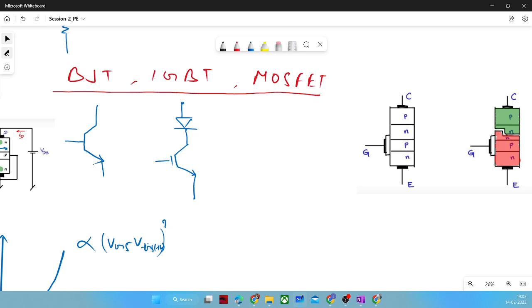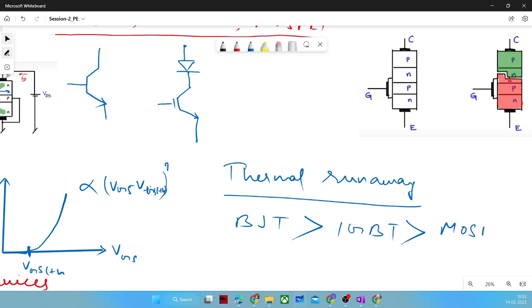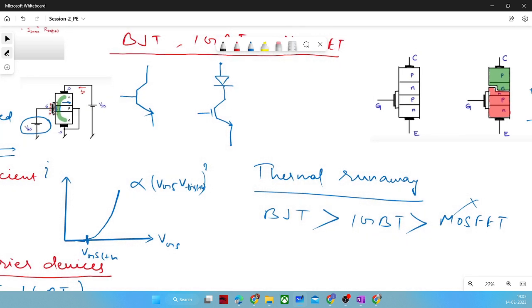IGBTs are the most preferable device. BJTs are not used much nowadays. Either they use IGBT, or wherever high frequency is required, a MOSFET will be there. So thermal runaway will be largest in BJT, then IGBT. If you want to arrange these devices further, MOSFET comes after. In MOSFET it will be negligible. That was the reason I stated it.